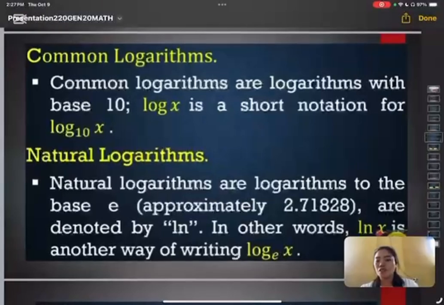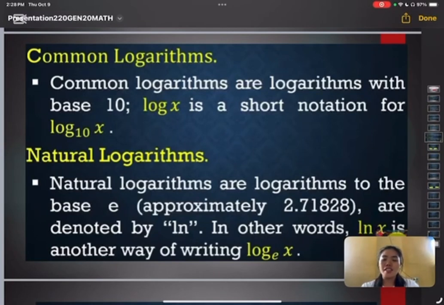So we have here the two types of logarithms. We have common logarithms. Common logarithms are logarithms with base 10. So log x is a short notation for log x base 10. If you don't see a base under log, that means the base is 10. So that's under common logarithms.